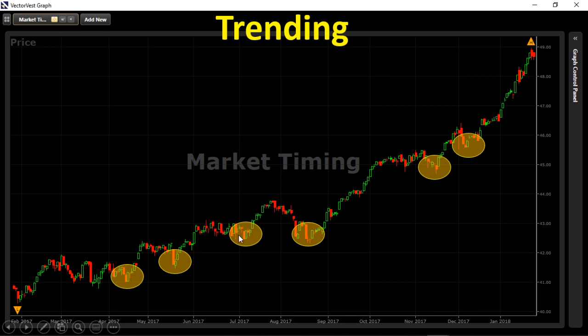New high, pullback, trend line touch, moving average touch, retracement off of that trend line, retracement off of that moving average tells us that we can buy again. Pullback, new high, pullback, same thing. So what we're looking to do is buy the dips. I know that's easier said than done, but study how to do it, understand what to look for, and it becomes a little easier over time.